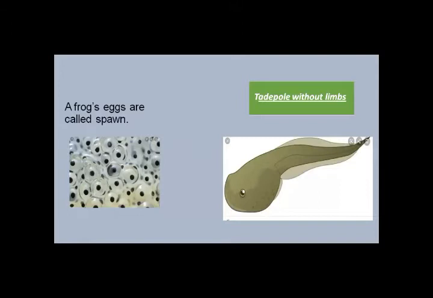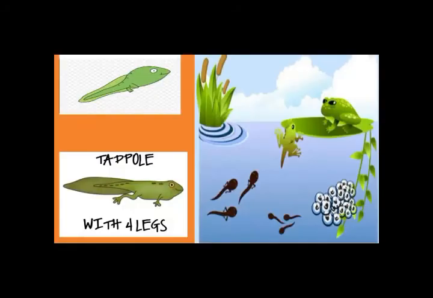Okay, beta, look here. The frog eggs are called spawn. This is a baby frog, a tadpole, with no limbs, but it has a long tail. You can see here, it has a long tail.